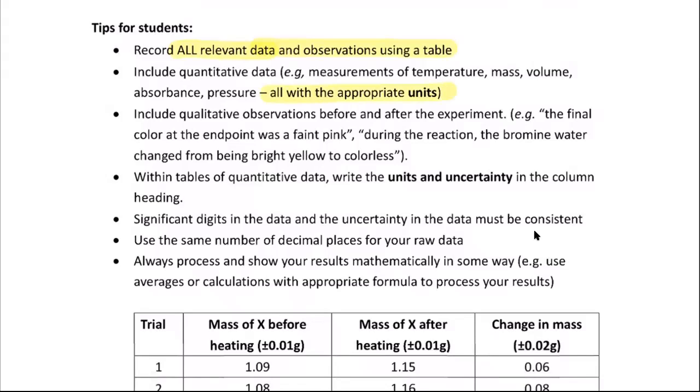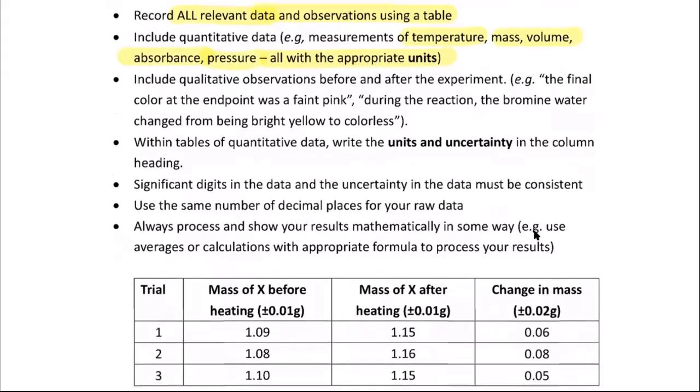So quantitative, maybe you're measuring temperature, masses, volumes, pressure, absorbance, pH, time, okay? It could be a lot of other things too. But they have relevant units and uncertainties. For qualitative observations, usually you might want to do that before and after. So if you're doing a titration, it says the final color at the endpoint was a faint pink. If you're doing something that says during the reaction, the bromine water changed from being bright yellow to colorless. So you want to address your observations before, during, and after the experiment, and not just say, oh, well, it looks like this. Okay, describe throughout.